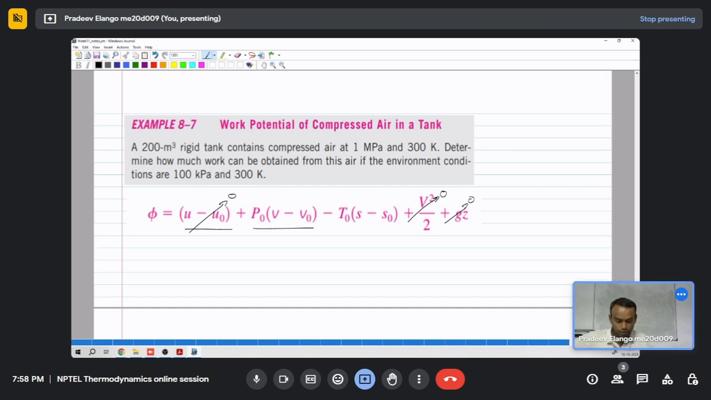Okay, sir. Now we can calculate the mass, which is given by PV by RT. Initially the pressure is 10 power 6 pascals into volume is 200 meter cube, divided by R is 287 for air, and the temperature is 300 Kelvin. Sir, 2322, sir. 0.88. Kilogram.